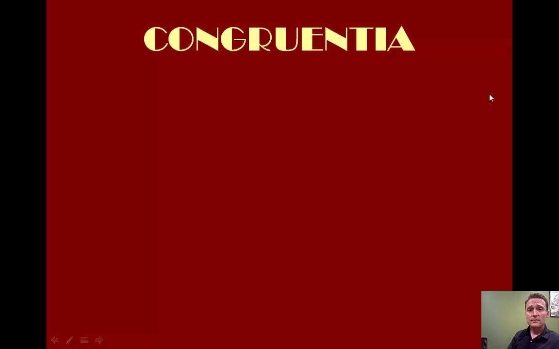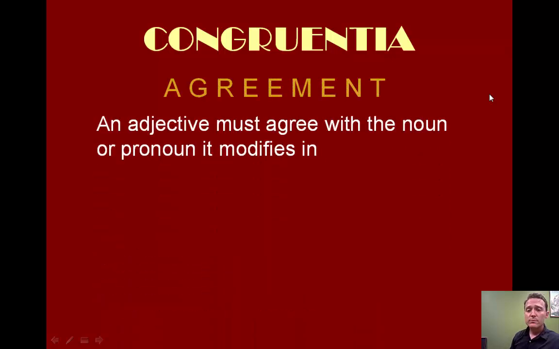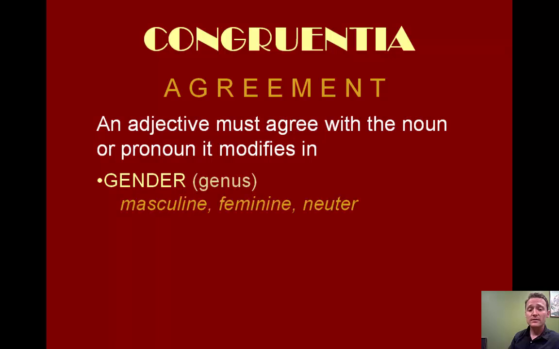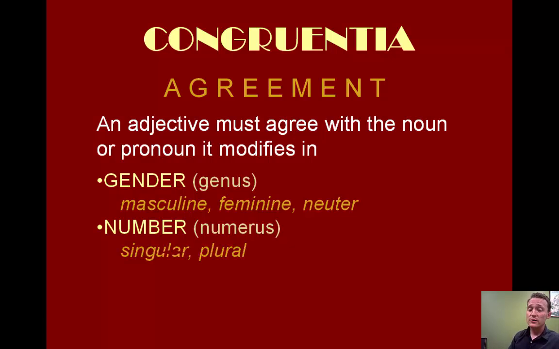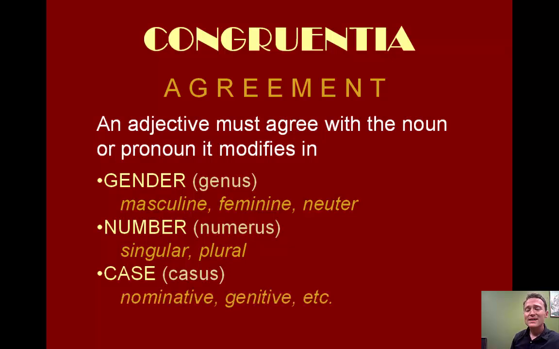Congruentia, agreement. An adjective must agree with the noun or pronoun it modifies in gender, whether it be masculine, feminine, or neuter. It must agree in number, whether it be singular or plural, and it must agree in case, and we're still getting used to our case endings. Nominative, genitive, dative, accusative, ablative, and vocative.